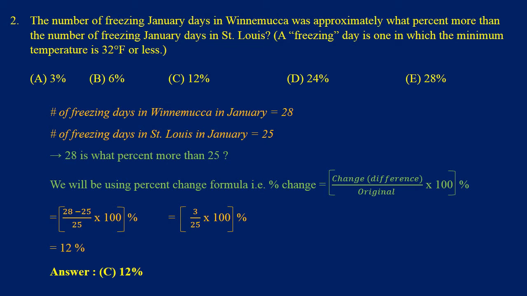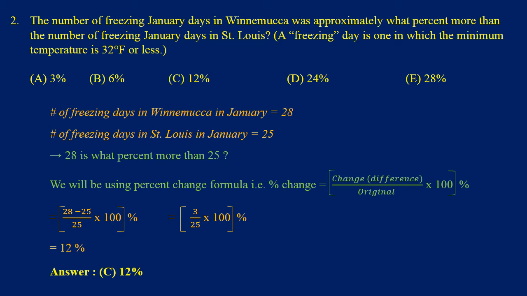So we will be using the percent change formula, which is change or the difference divided by original times 100, the whole percent, right? So if we replace it by the values of original and change, we're going to get 12% as our answer. Now kindly note that in percent change questions, if let's suppose you're confused in what to pick as your original value, just look at the question.